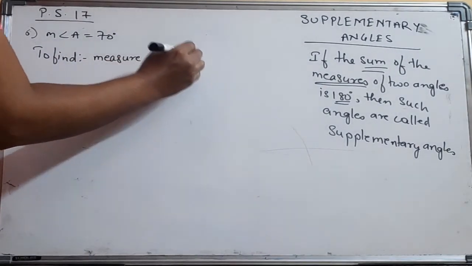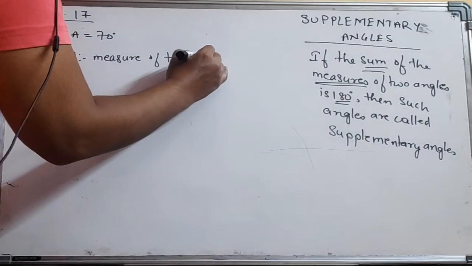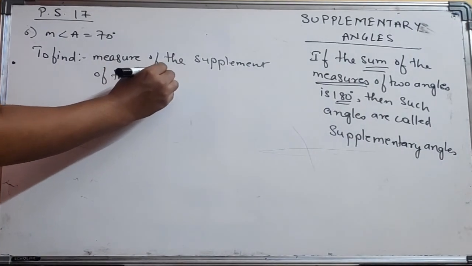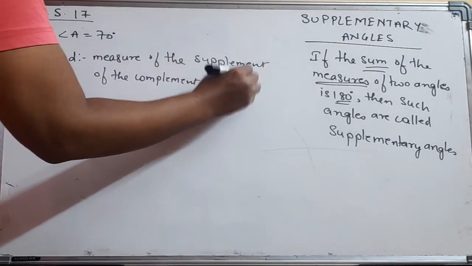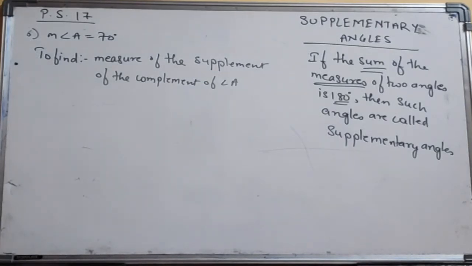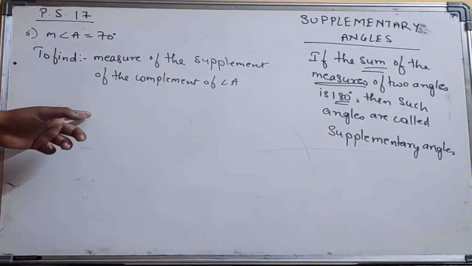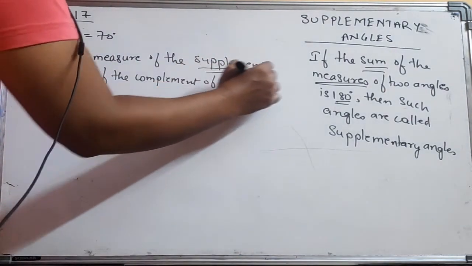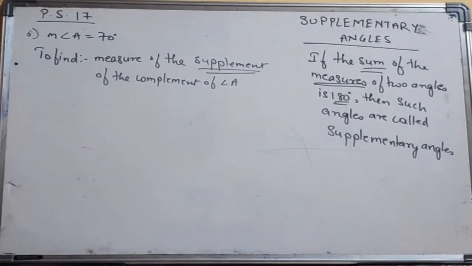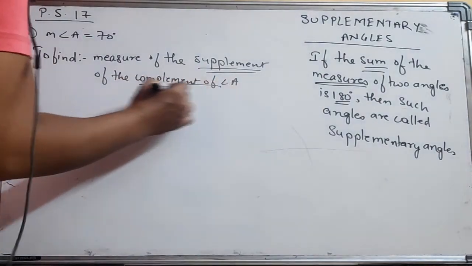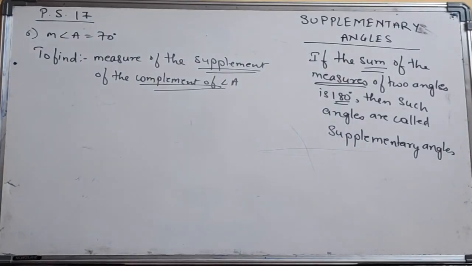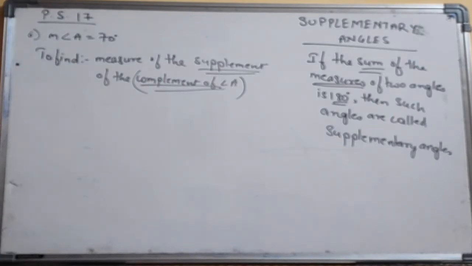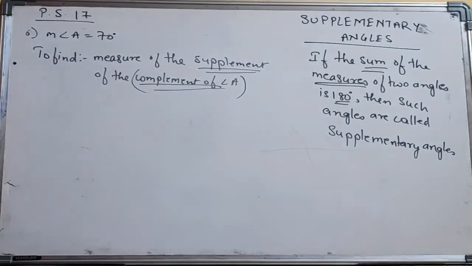the supplement of the complement of angle A. Okay, they have given the measure of angle A as 70 degrees. You have to find the measure of the supplement of the complement of angle A. See, what do you have to find? You have to find the measure of the supplementary angle. But of which angle? Of the complement of A. Which means, the first thing you have to do is find the value of the complement of A. Once you get the value of the complement of A, then you find the value of the supplement of it.